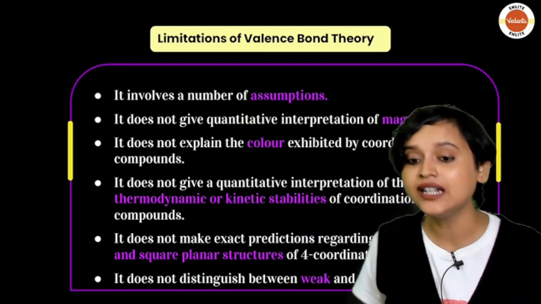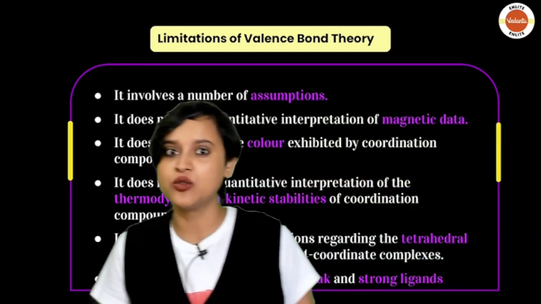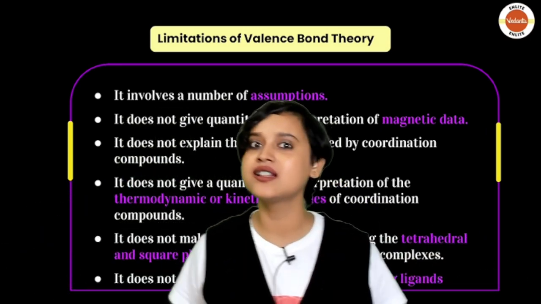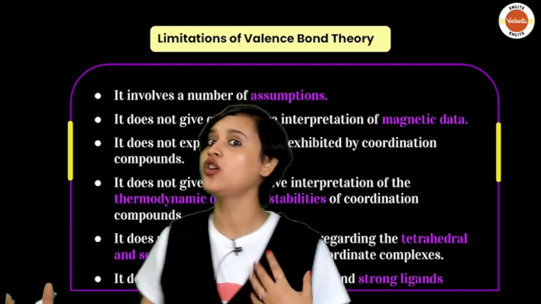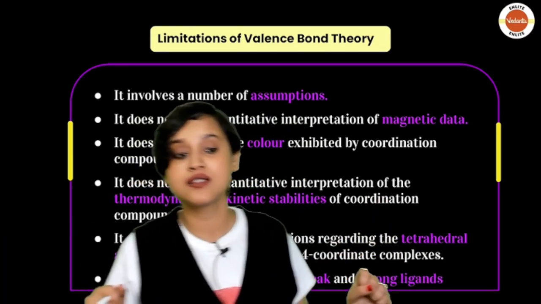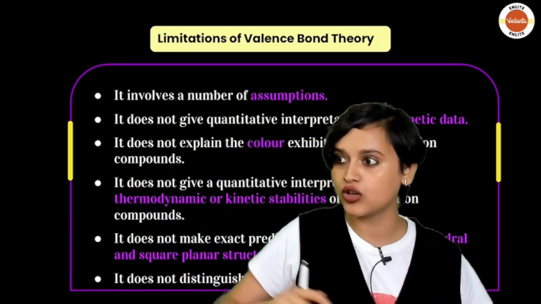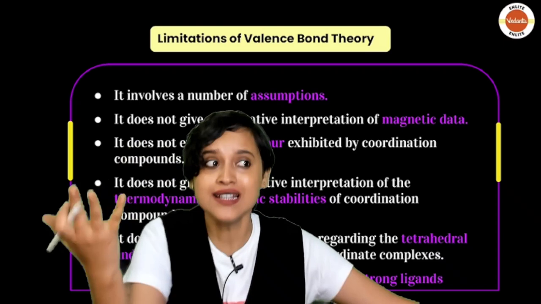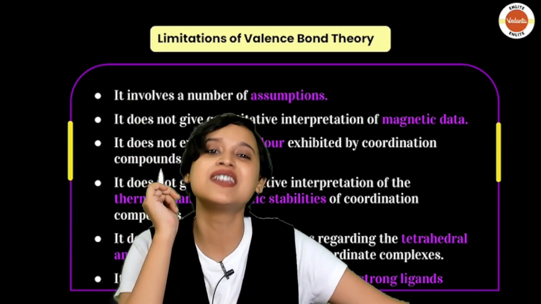Okay, and then finally we come to the last point, that is, it does not distinguish between the weak and the strong field ligands. Like I told you, CN is a strong field ligand. How do we know? Cl minus is a weak field ligand. How do we know? Water is a weak field ligand. How do we know? NH3 is a strong field ligand. How do we know? From valence bond theory, nobody spoke to us. It also did not tell us which complexes are outer orbital, which complexes are inner orbital. Why is this one outer orbital? Why is that one inner orbital? That also it could not explain.